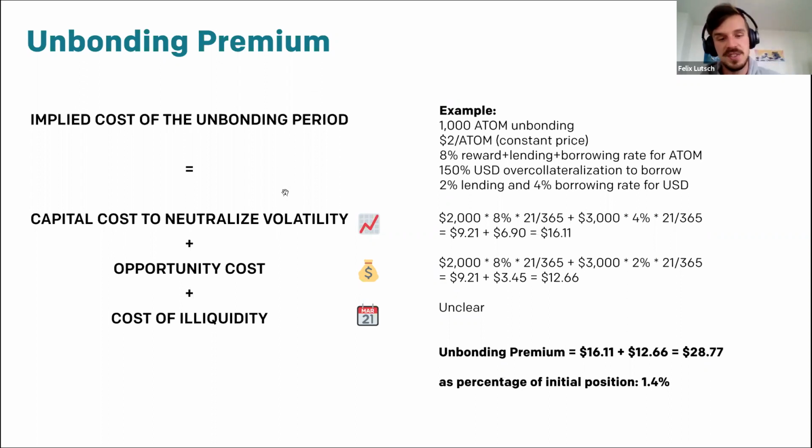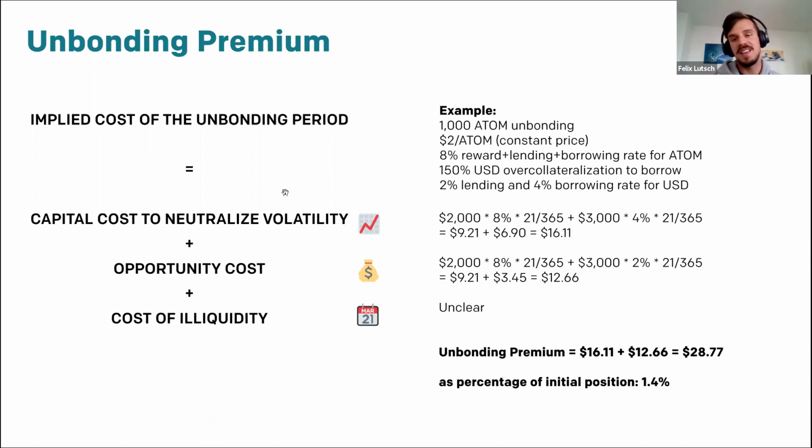And then finally, there's this cost of illiquidity, as I call it. The idea being, at the time I wanted to withdraw, I cannot liquidate the stake right away. I still need to wait the 21 days until I actually get the cash. So that means there is also a cost associated with this. Right now, we're not calculating this because it's not really clear how to do it. So we're focusing on the opportunity cost and the capital cost.